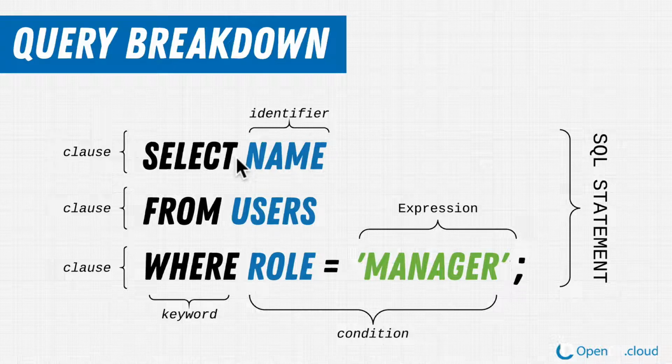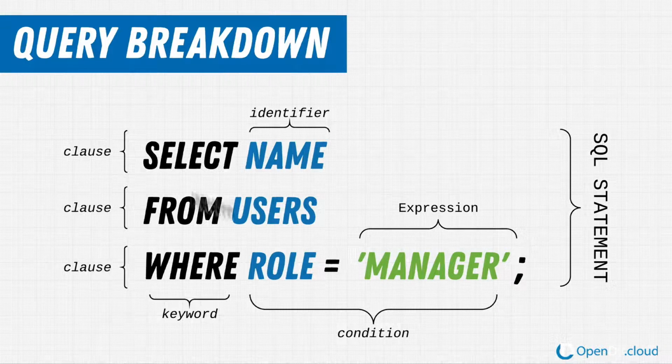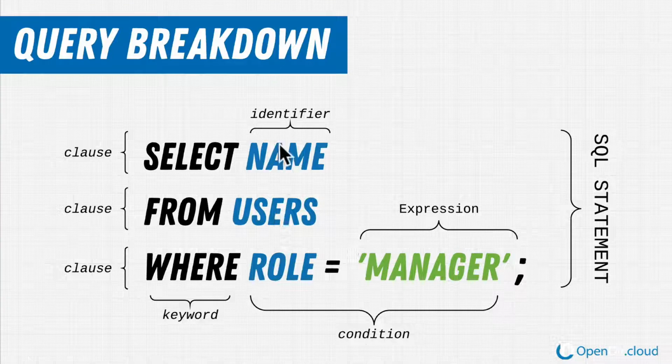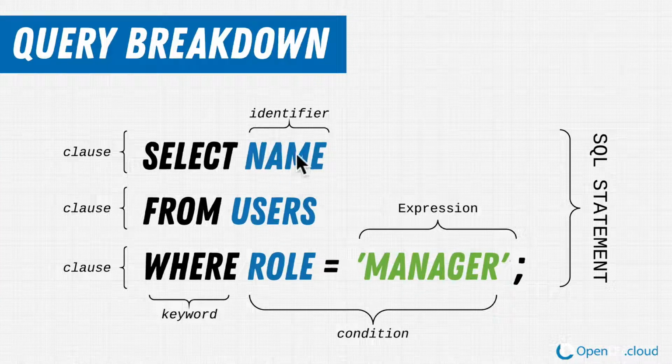And so if we were to break down this query and look at it line by line, select name is a clause, from users is called a clause, and where role is equal to manager is called a clause. These are just parts of the SQL statement or the query. So each line here is called a clause. And when we see select name, name is called an identifier. Now, what is an identifier? An identifier is just a different word for a part of the data. We know that users have a name. So when we select name, we're saying that name is the identifier that we want.